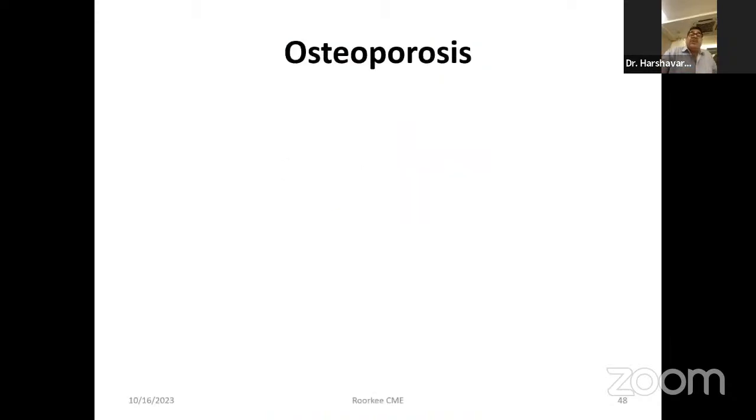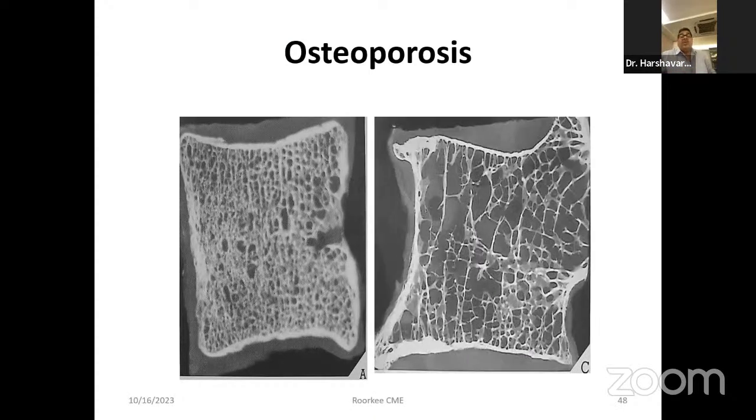We're talking of a very common problem called osteoporosis. Now you can see on the left is a normal trabecular bone. On the right, the trabeculae are far less. And this is what osteoporosis does. It allows for the bones to break without significant trauma. Now, next slide, please.